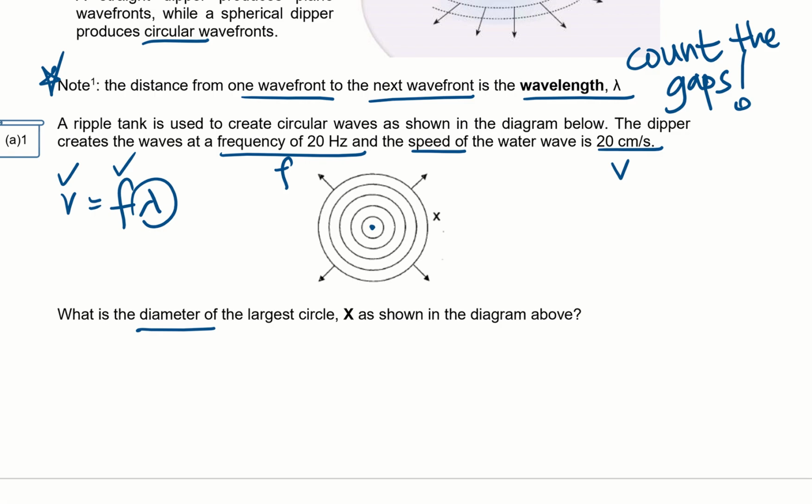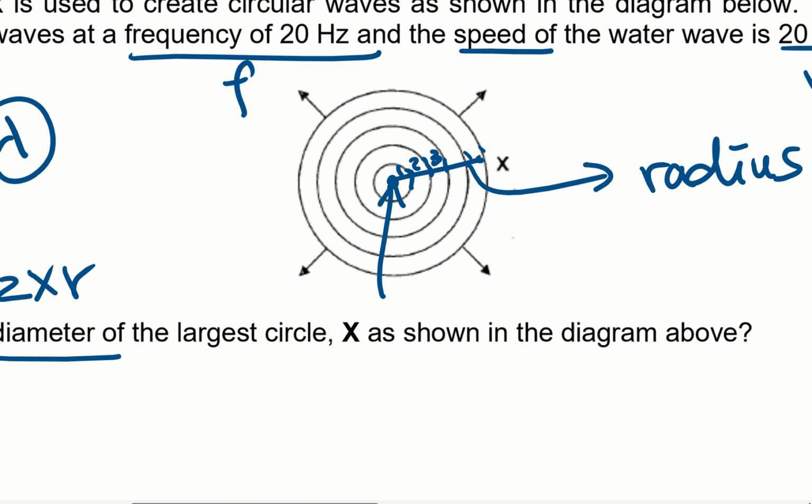So this is the source of the vibration. From here to here is actually the radius. They're asking for diameter. That means it's 2 times radius. Now, let's count the gaps. There's one gap. This is one wavefront, second, third, fourth, fifth. But I don't care about the wavefronts, I just count the number of gaps. From the center of the vibration, which is here, I count one gap. Let me zoom in. One gap, 2, 3, 4, and 5 gaps.